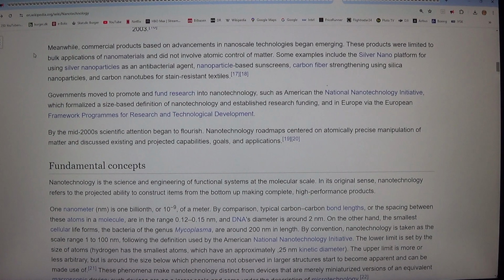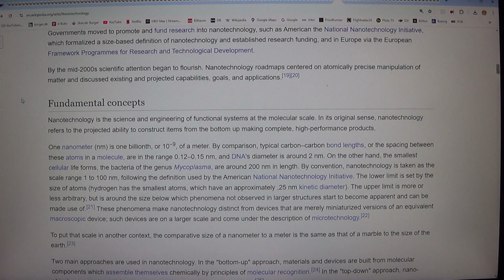Governments moved to promote and fund research into nanotechnology, such as the National Nanotechnology Initiative, which formalized a size-based definition of nanotechnology and established research funding, and in Europe via the European Framework Programmes for Research and Technological Development. By the mid-2000s, scientific attention began to flourish.